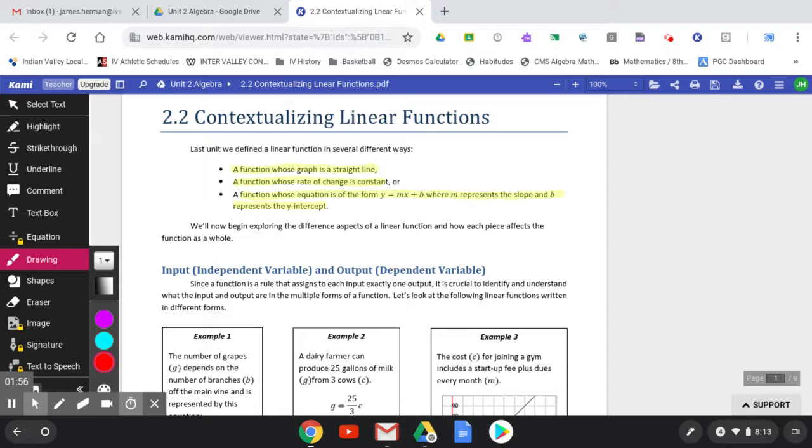Zyler? The next sentence below it. What's the next sentence say? We'll now begin exploring the different aspects of the linear function and how each piece affects function. No, I would call this another definition of what a linear function is. Blessing? Well, that's already highlighted. That's the second one. This is one that's not listed there. What else did we say? And I'll give you a hint.